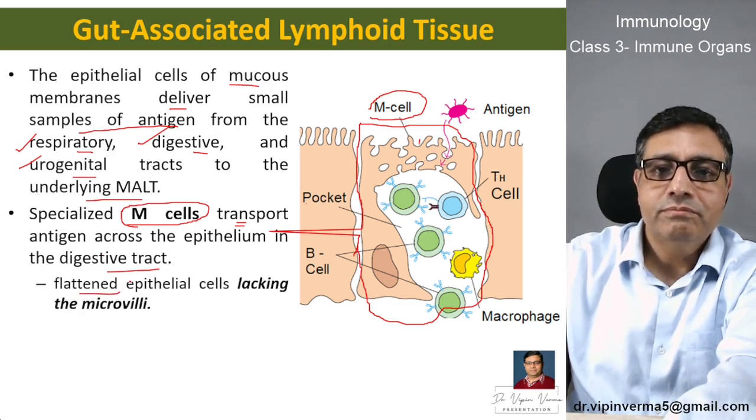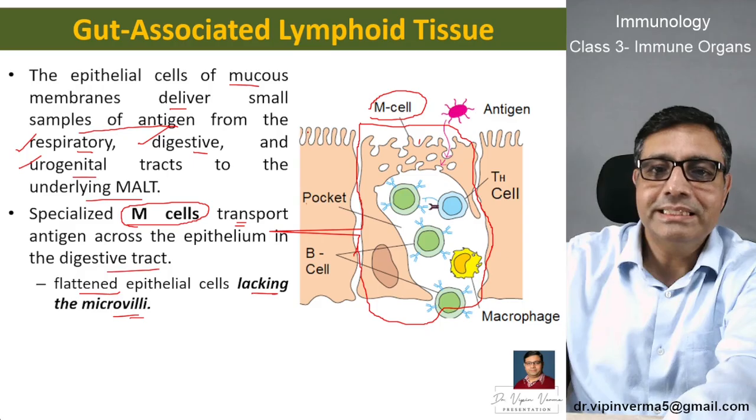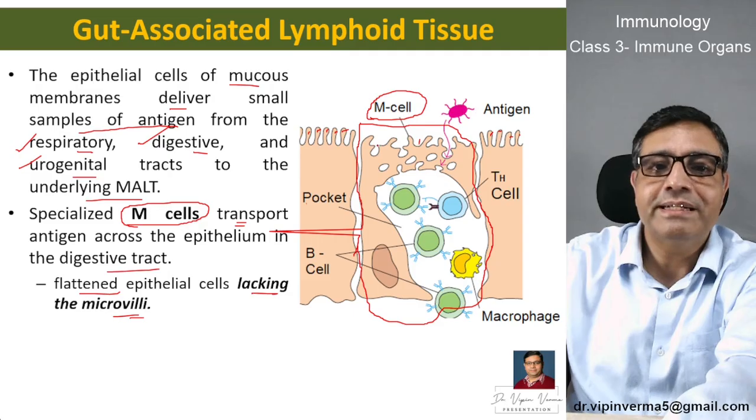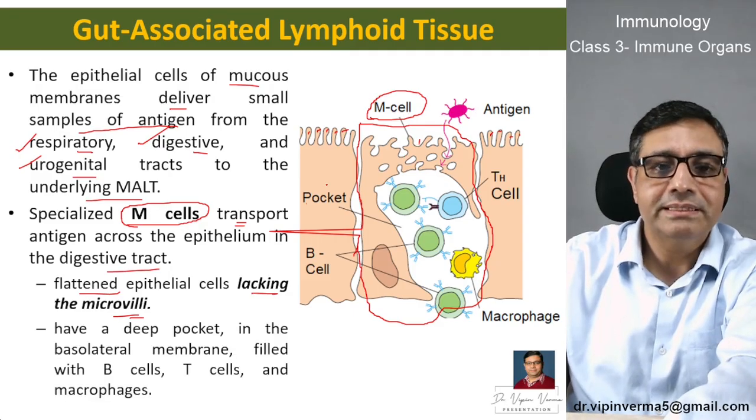These are flattened epithelial cells lacking microvilli. You can see the neighboring cells have microvilli. These are the microvilli. Here also we have the microvilli. But these cells, the M cells, are lacking them. They don't have them. They are relatively flattened cells.